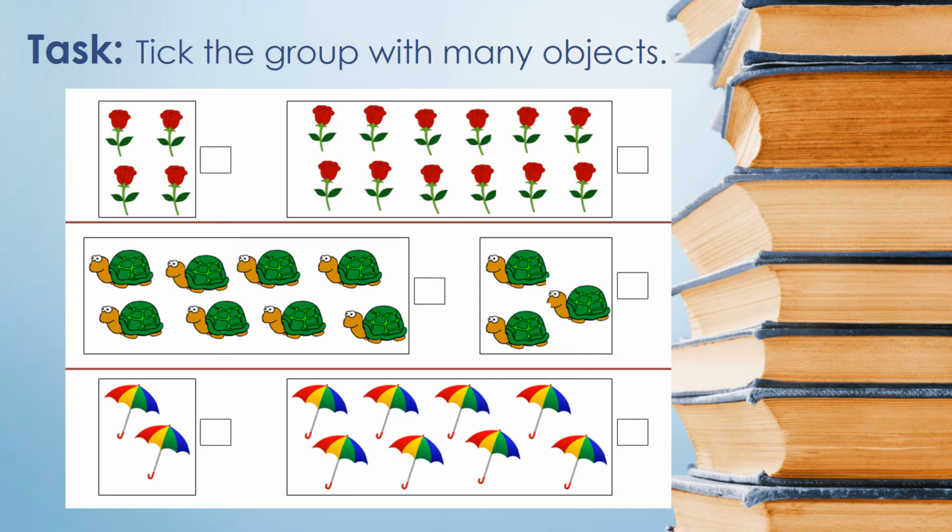1, 2, 3, 4, 5, 6, 7, 8, 9, 10, 11, 12. So we have to take the picture or group that has many objects. So we will take the second picture, the second group. Wow, great. Now the rest 2 groups you have to do yourself.